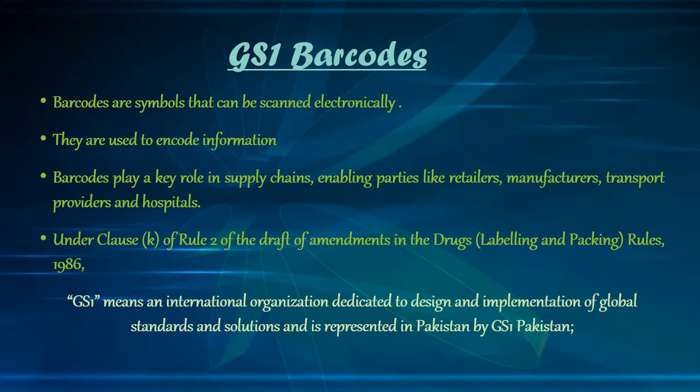They are used to encode information such as key identifiers, which include product, shipment, location, etc., and key attributes that include serial numbers, batch or lot numbers, dates, etc. So the role of barcodes in supply chains is enabling parties like retailers, manufacturers, or hospitals to automatically identify and track products as they move through the supply chain.